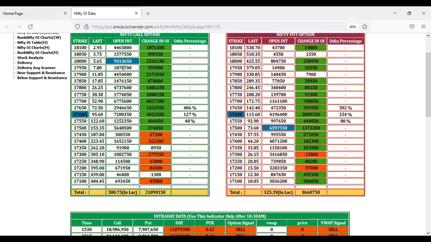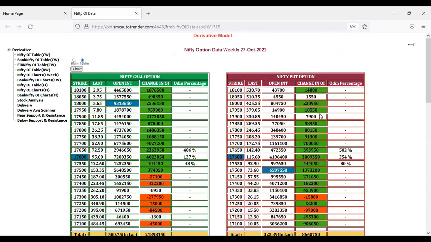So if you see, I'm talking about individual strike prices, at the 18,000 strike price, how much open interest has been added? It is roughly 25 lakhs 36,150. So more and more sellers are looking at 18,000 as an option to take 5.65 rupees. Similarly, at the 17,600 call option, you see more than 40 lakhs of open interest have been added. Similarly, on the put side, at the same 17,600, more than 30 lakhs of open interest have been added. So these are the individual open interest figures which we are talking about.